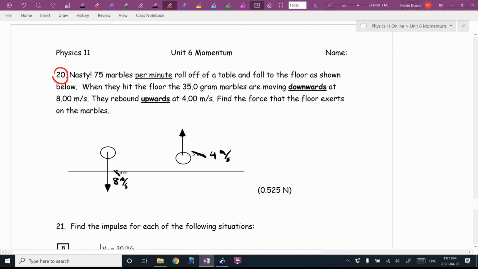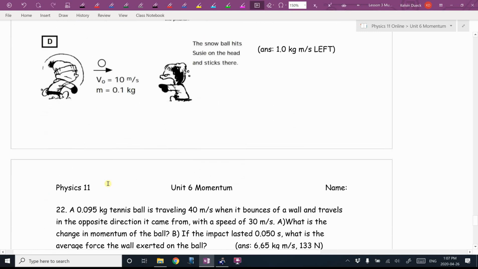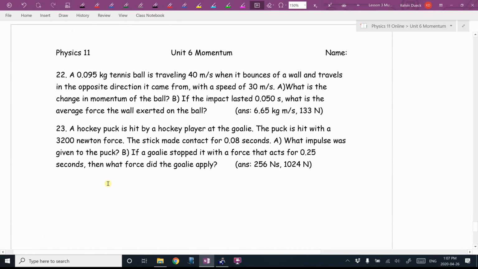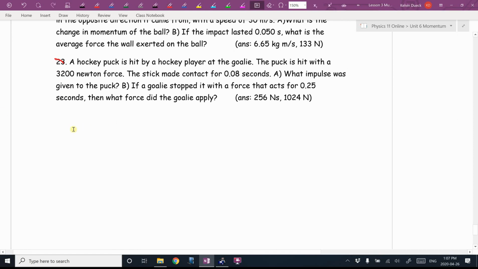20. Key to notice with number 20 is there's definitely a change in direction. I would let up be positive, and I would let down be negative. Calvin and Hobbes is fun, but I'm going to skip Calvin and Hobbes. But I am going to give number 22. You can skip 23.